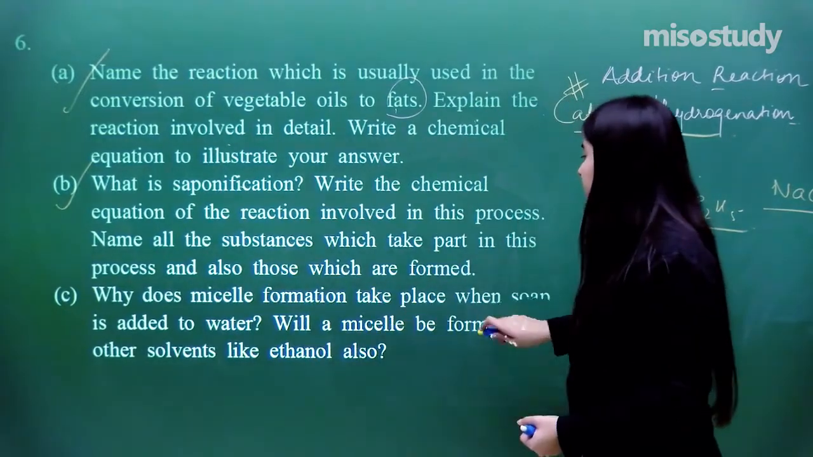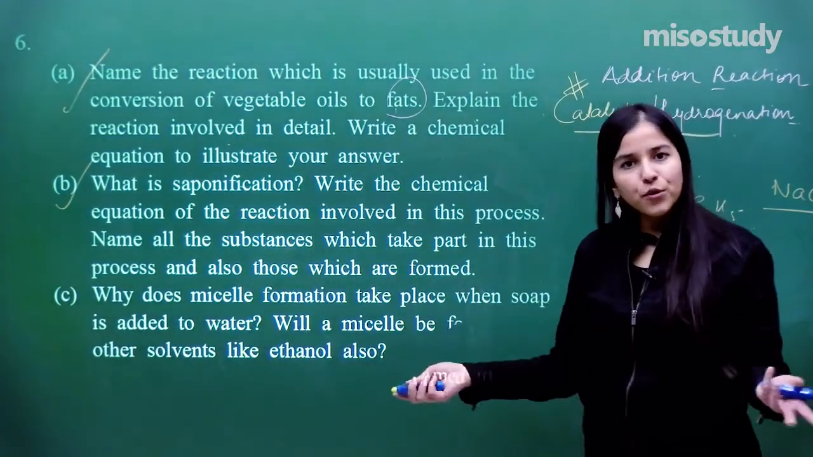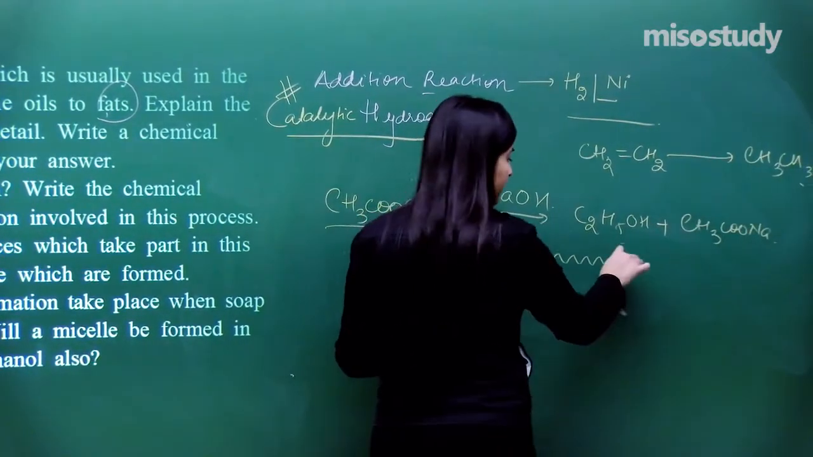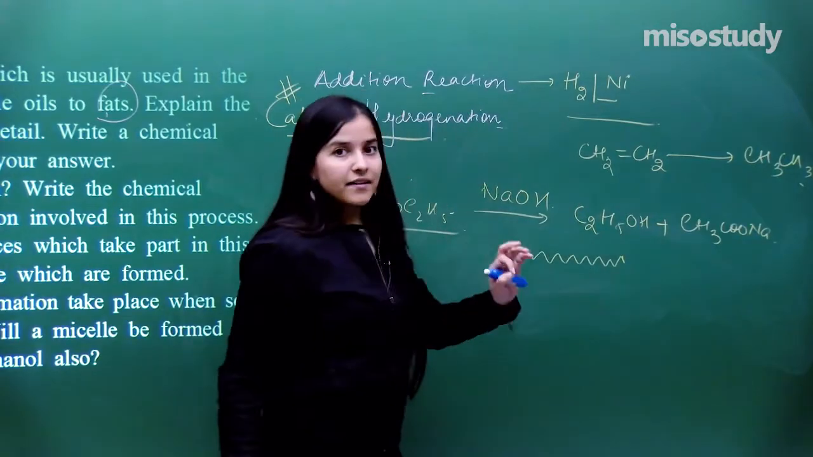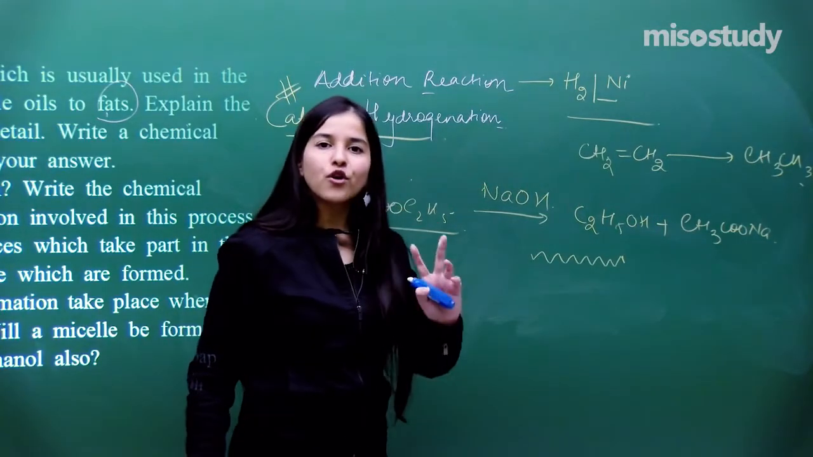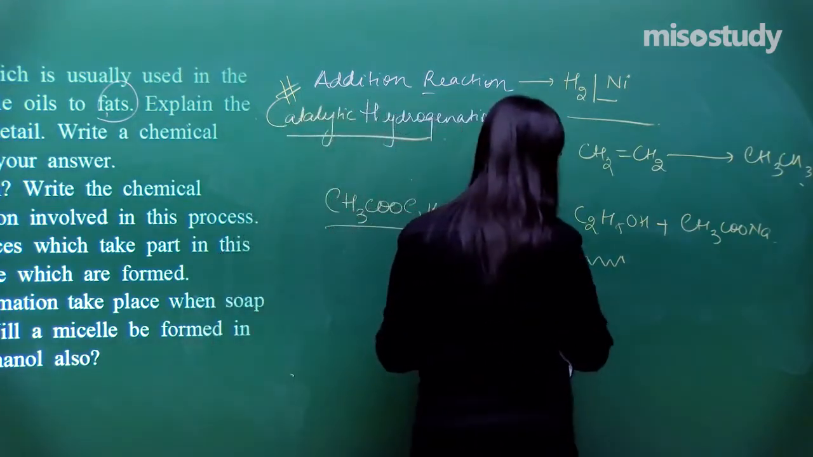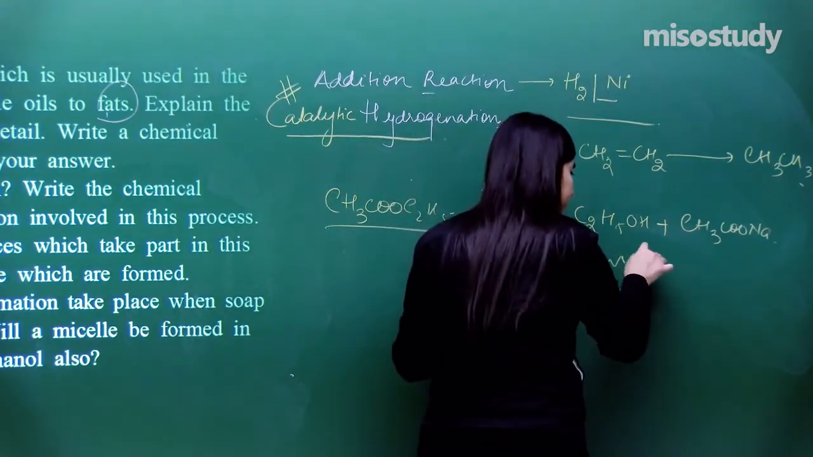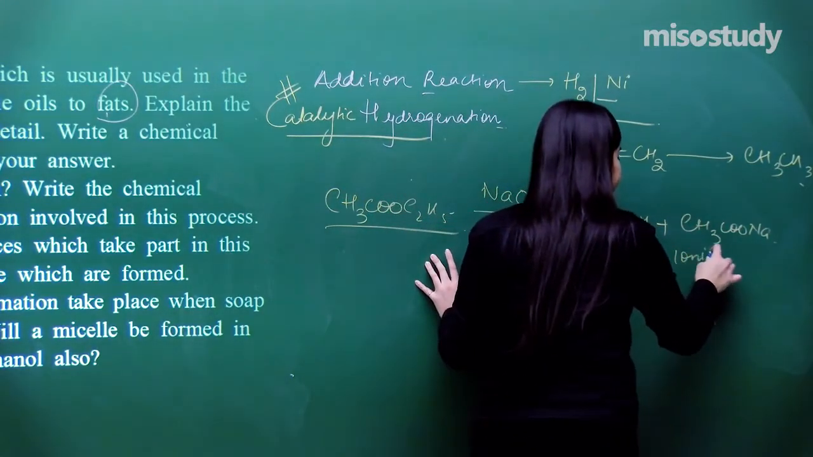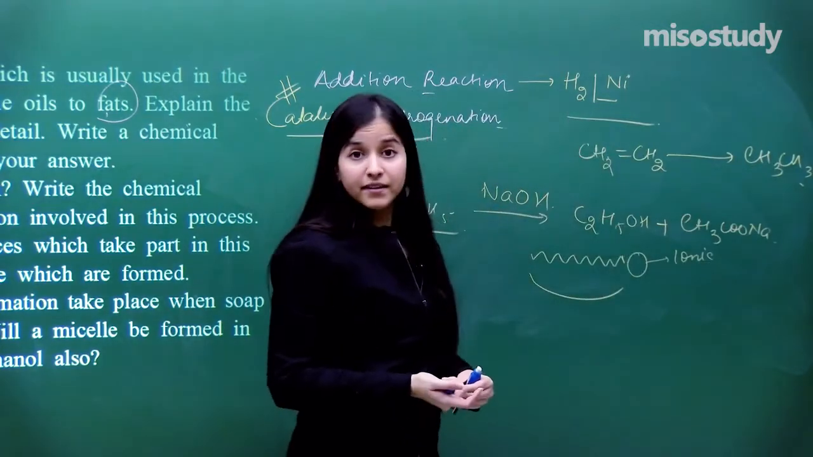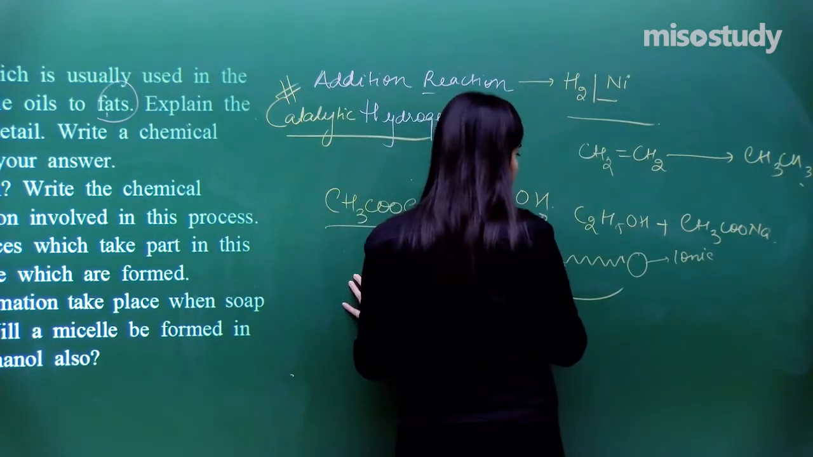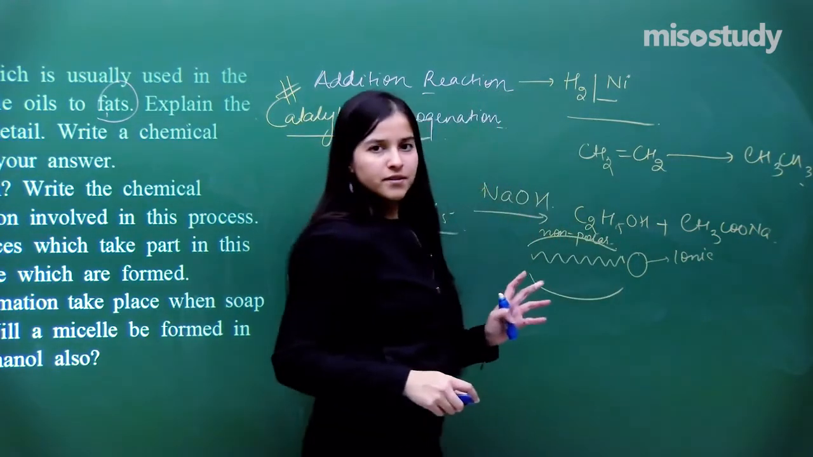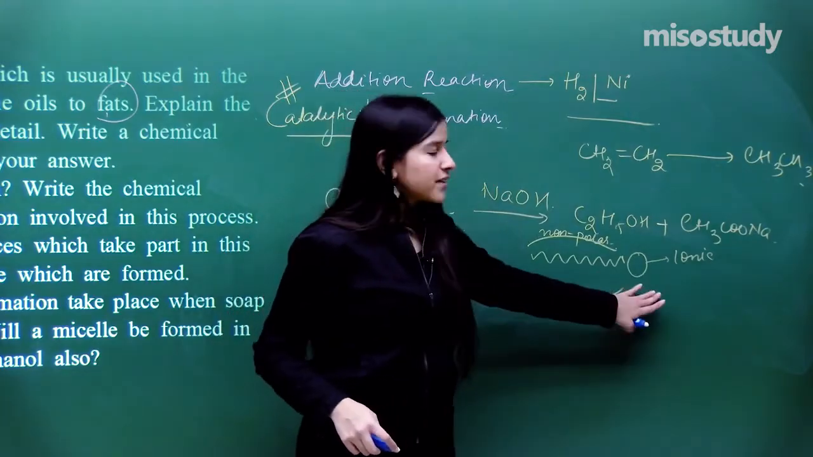Why does micelle formation take place when soap is added to the water? You know it very well. See here, soap is the sodium or the potassium salt of a long chain fatty acid. Long chain means having a very long carbon chain. This is just a bond line representation of that carbon chain having a head which is ionic. This head can be any ion, Na plus or K plus. So this is going to be the non-polar part, that means hydrophobic. This is hydrophobic, this is hydrophilic.